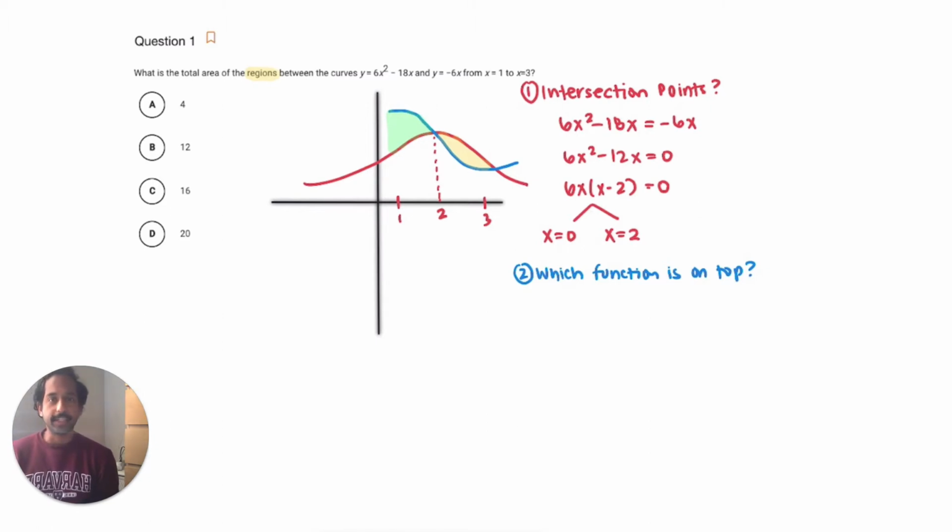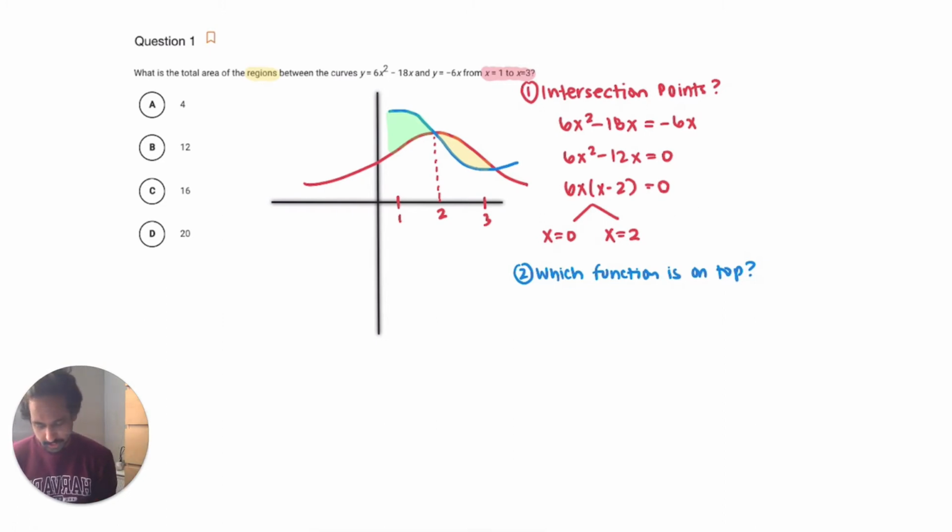We don't really care about x equals 0, and why not? Well, if we look at the top of the question again, we can remind ourselves that we're just looking from 1 to 3. So that means from 1 to 2, one of the functions is on top, and then from 2 to 3, another function is on top. But we don't know which one is which. So how do we figure that out? Well, we can test it. Where do we care about, 1 or 3? It doesn't matter, because at the other one, the other function will flip over.